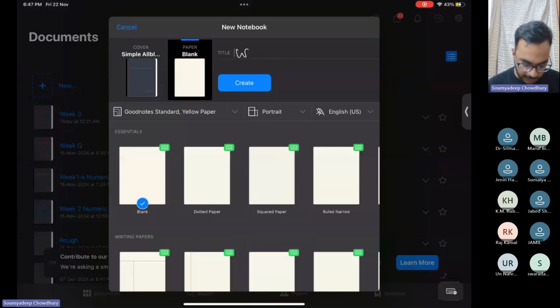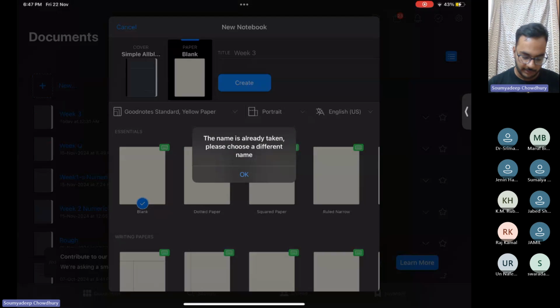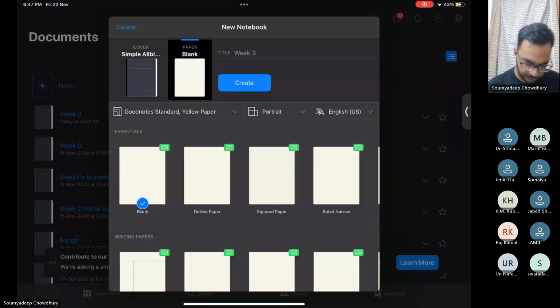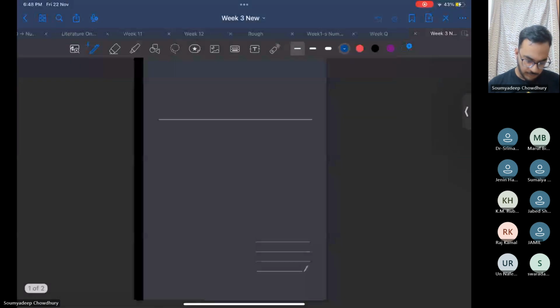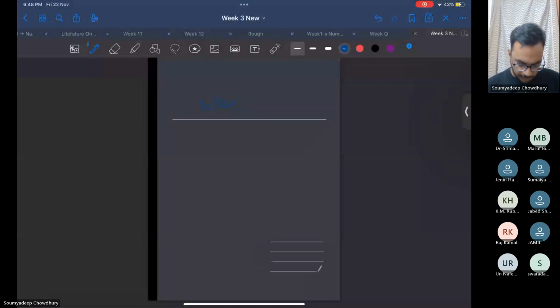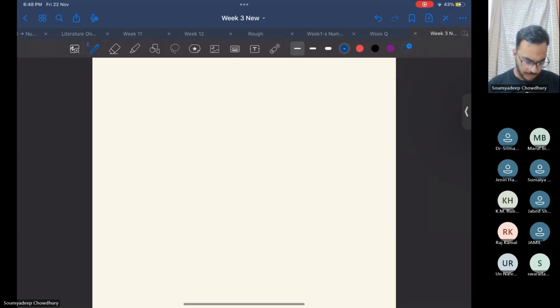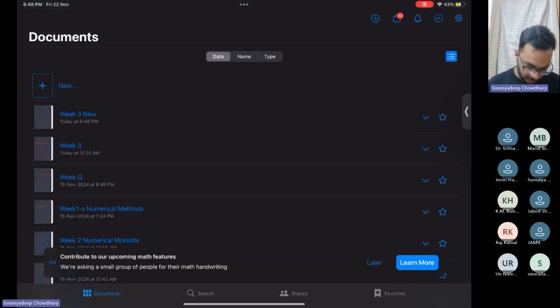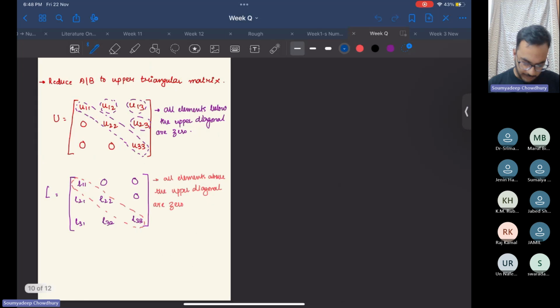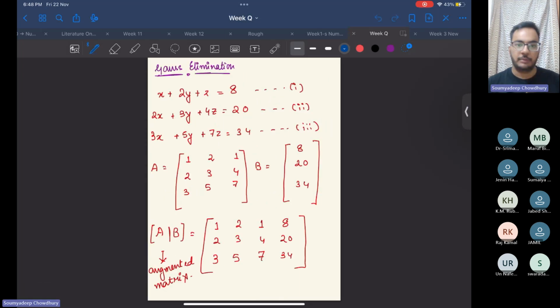Okay. So we'll start today's class. First, we'll look into what we were discussing in the last class, and then I'll move to today's class. So first, we will look into what we had discussed last class. Basically, the last topic which we were discussing was Gaussian elimination, right?